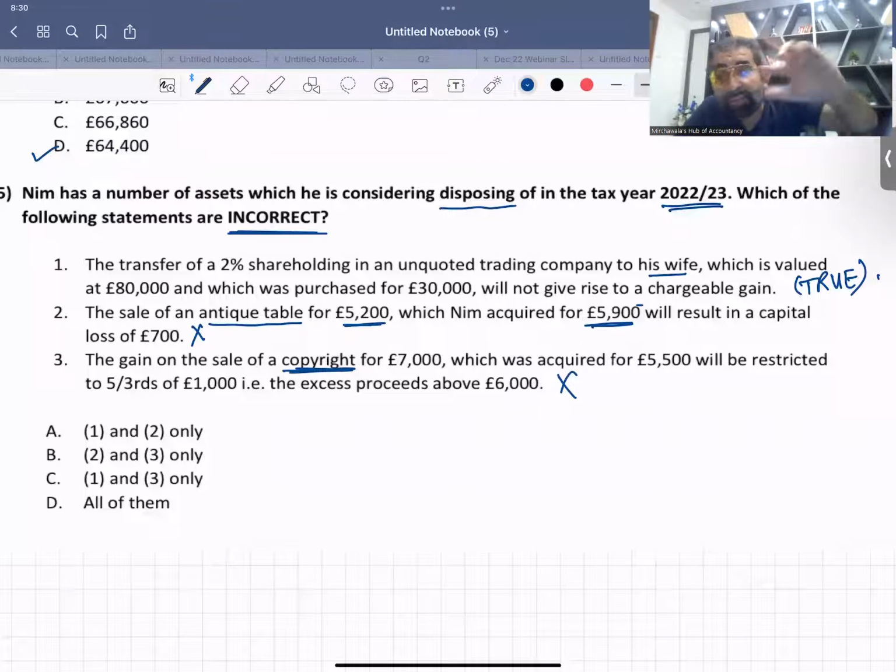See, they are mixing up. That's their technique. But this asset is copyright, so this statement is wrong. So 2 and 3 are wrong. And yes, the answer is B.